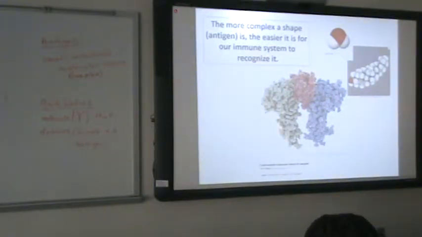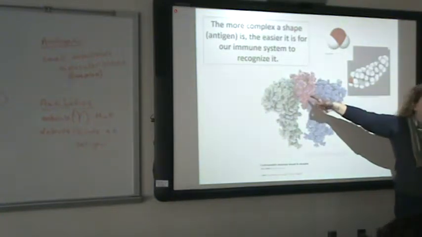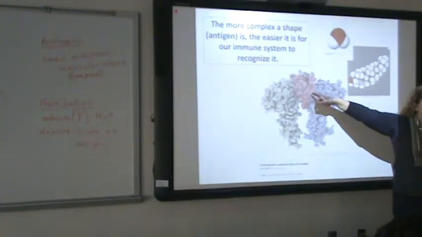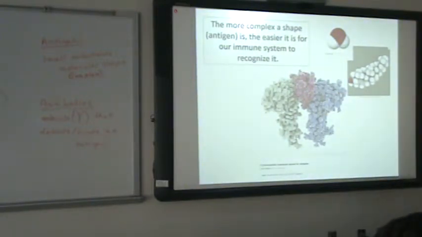We need to create more blood cells. Yeah, we need this to create more red blood cells. Also, this should be a normal part of our body. This is something that we're supposed to have. We should not have antibodies against it.